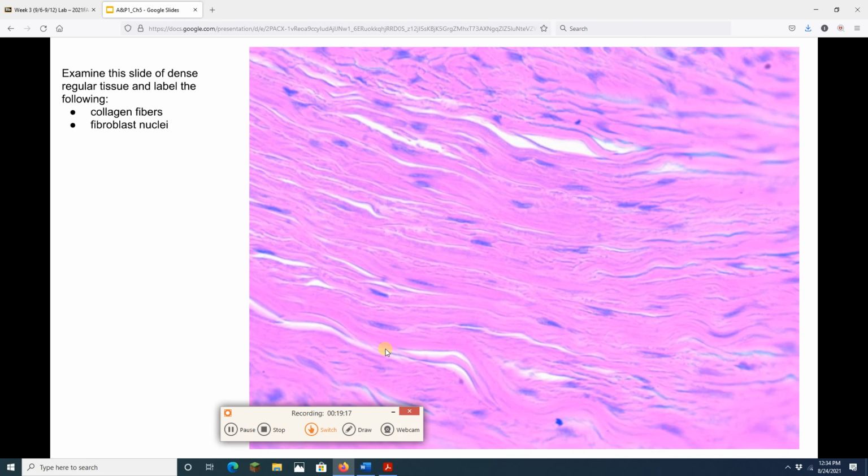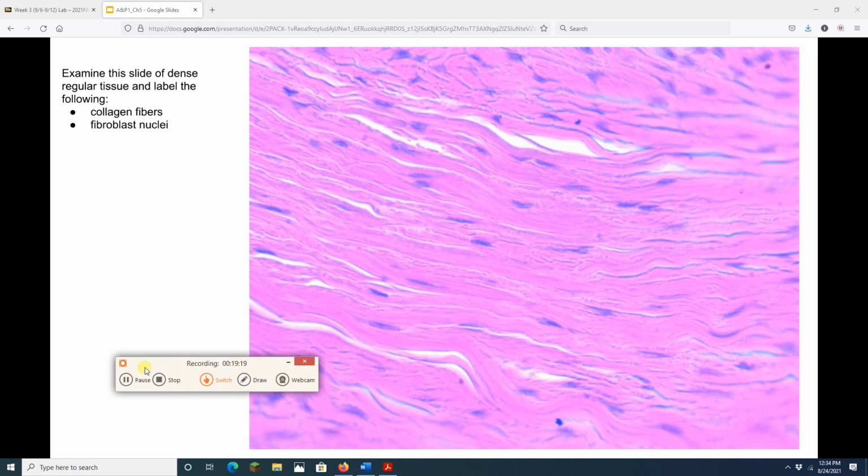Let's look at another picture. Hey, I got another picture of dense regular connective tissue. Find the two things here. Probably don't even have to pause it. And by the way, on your lab exam, I will show you pictures of these tissues, asking you to name the tissue, name the parts, and tell me where in the body these tissues are found. So that's all fair and good for lab exams.